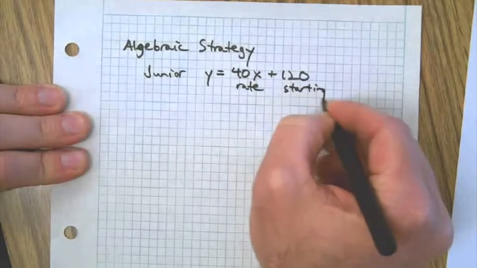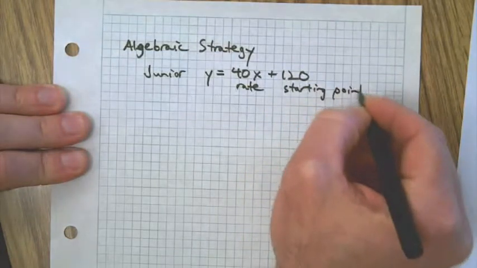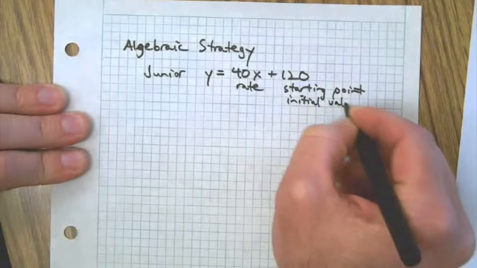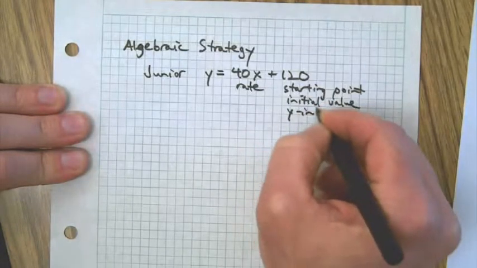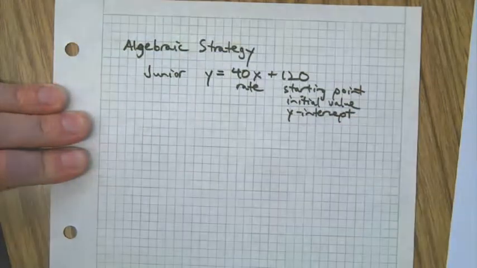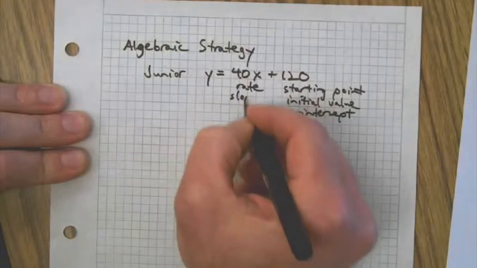Okay, starting point, also known as initial value, also known as the y-intercept. If you're starting to picture what the graph will look like already, that's a good place to start. Okay, this is known as the slope as well.